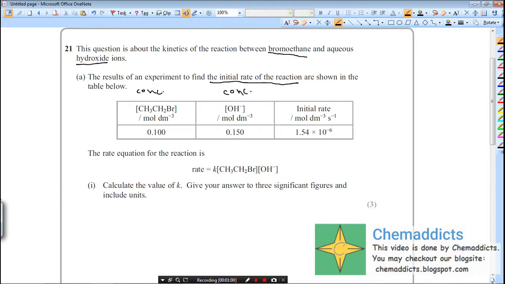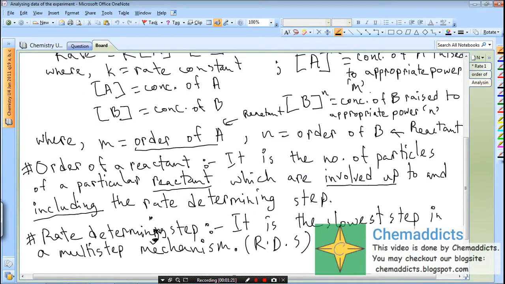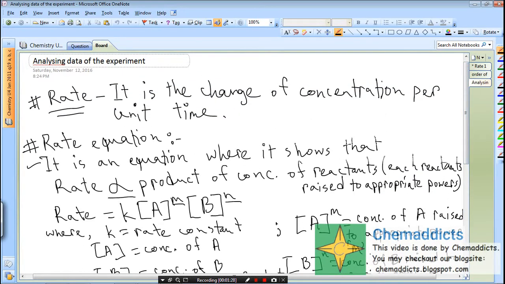Here is the rate equation given for this reaction. This is the particular rate equation for this reaction. Before solving this problem, let us have a look at the definition of some important terms that we're going to use in this solution.